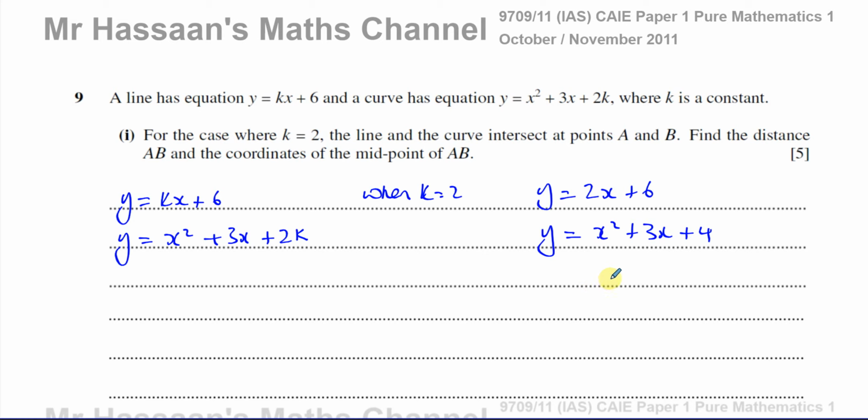Now some of you will be saying, we have to equate the 2 equations together. And that's what some of you write, x squared plus 3x plus 4 equals 2x plus 6. And that's true in this case, in any case where they're both equal to the same thing. So 2x plus 6 is equal to y, x squared plus 3x plus 4 is equal to y, so they're both equal to each other. And that's fine, but sometimes you don't get equations written in this form.